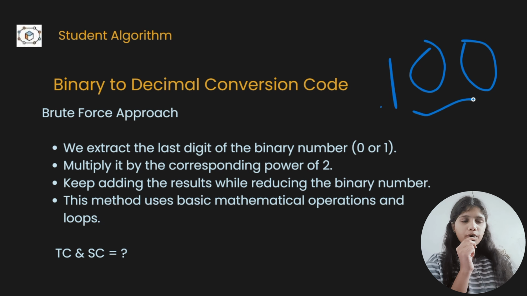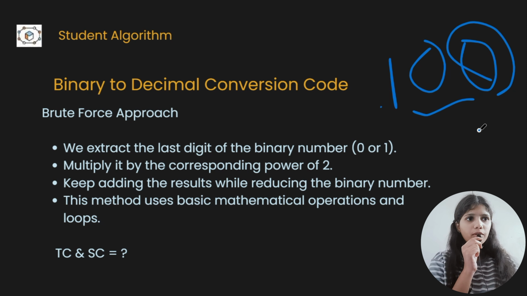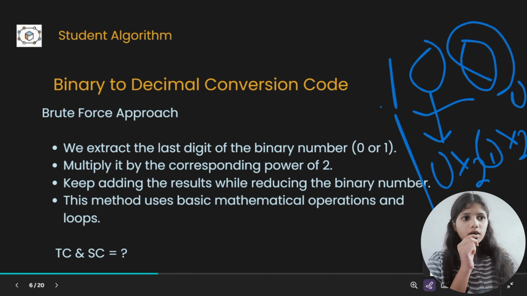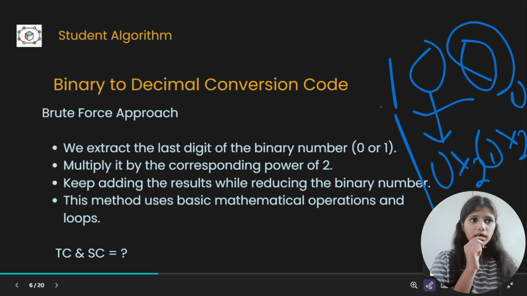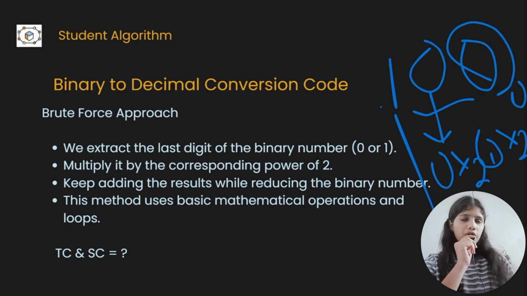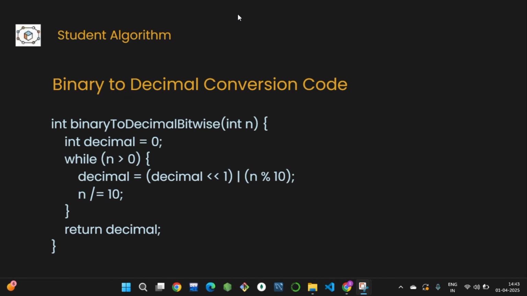Now what exactly do we know? We have seen the conversions, right? What we have learnt over here is that we take each bit and multiply it by the power of 2: 0 into 2 power 0, 0 into 2 power 1, and 1 into 2 power 2. Now what we need to do is convert this into code. So I will be telling the brute force approach. You just write the code over there, because this is the assignment for you.